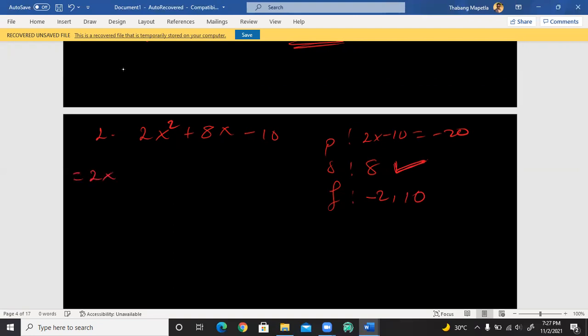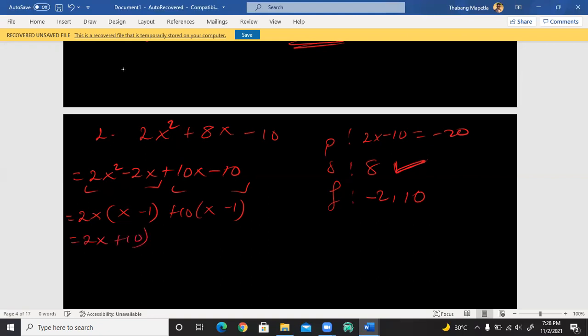So that implies that you're going to have minus 2x plus 10x minus 10. Then you factor out the first two terms, last two terms. What's common in the first two terms? 2x is common. 2x into 2x squared is x, and 2x into negative 2x is negative 1. And then we can remove 10 from there, positive. Then 10 into 10x is x, 10 into 10 is 1. And those that are inside are the same. Therefore, we collect those that are outside. So we have 2x plus 10 times x minus 1.